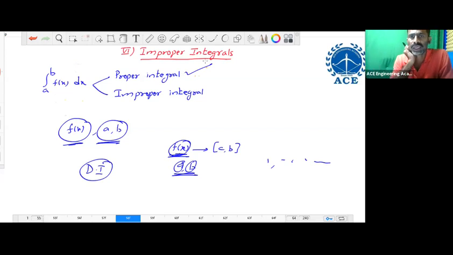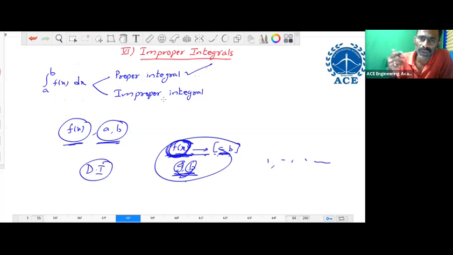Otherwise, improper. Otherwise means proper fails. Proper means what? Function is finite, limits are finite only. For all values of x inside the interval, the function value should be finite and the limits are finite, then only proper. Otherwise means infinite. So whenever function f of x is infinite in the interval, at a or at b or in between a and b somewhere, at one or more points. Next, a and b are infinite. So whenever the limits are infinite or function is infinite, then such an integral is called improper integral.